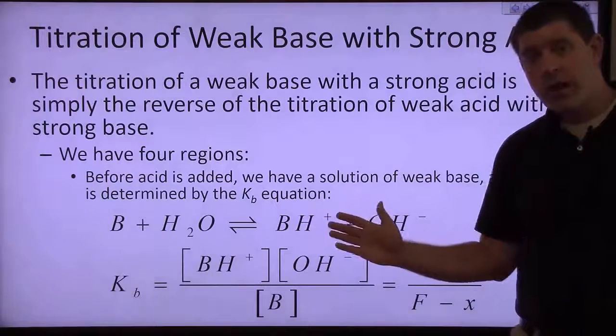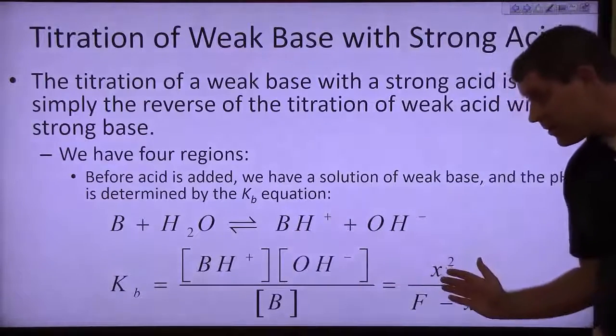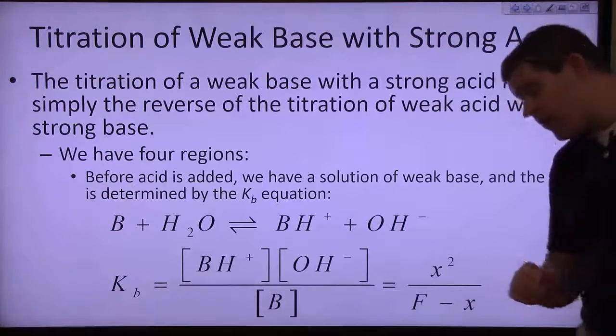In other words, we simply have the base hydrolysis equilibrium of a weak base. We know how to solve that. We have Kb is equal to x squared divided by F minus x.